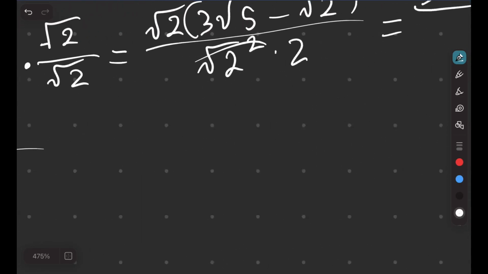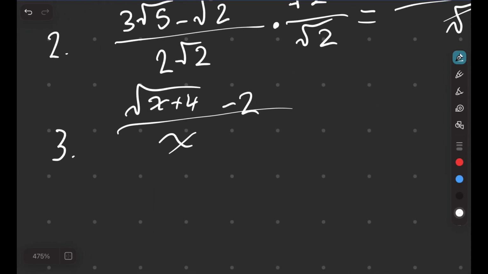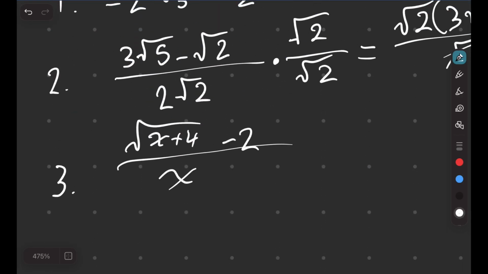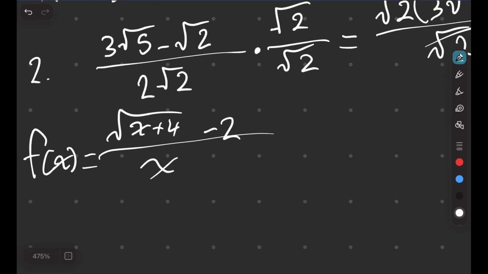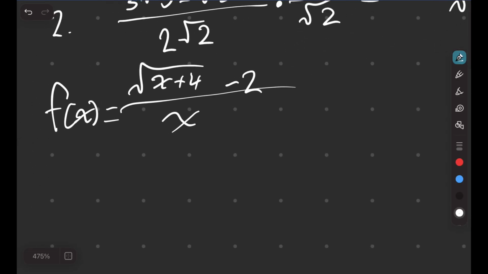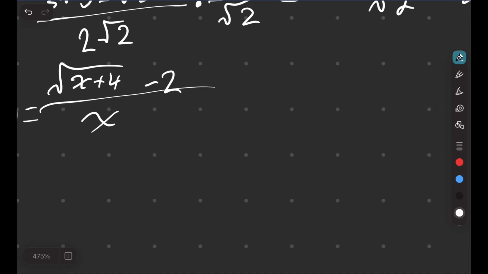Our third and final question is we're taking a function, right? So imagine this is f of x. So this is f of x equals root x plus 4 minus 2, all over x. We want to rationalize the numerator this time. And don't let the x's complicate anything. Just think of it as a constant or a variable like we did before. We keep imagining them as a's and b's, so there shouldn't be a big problem.